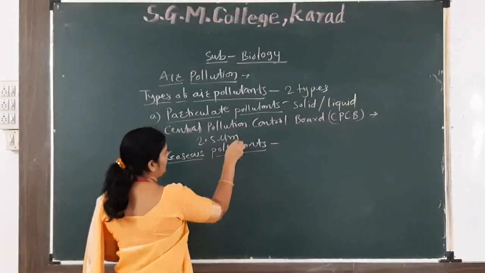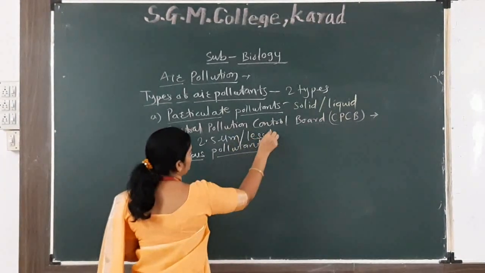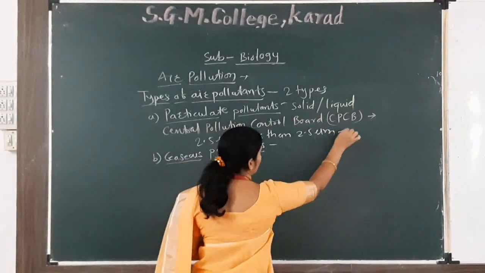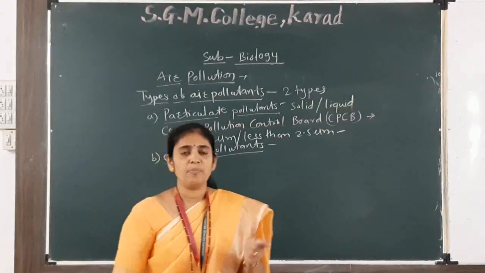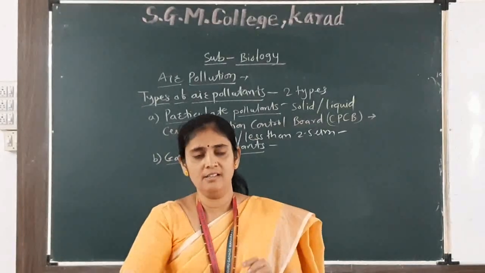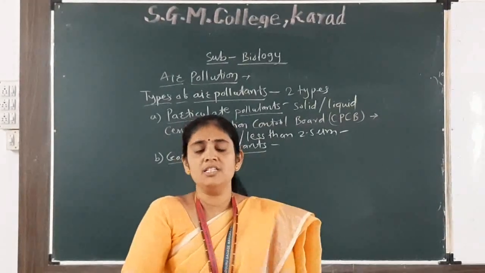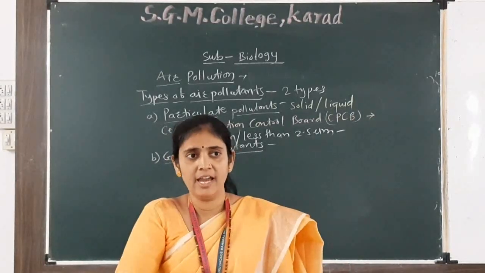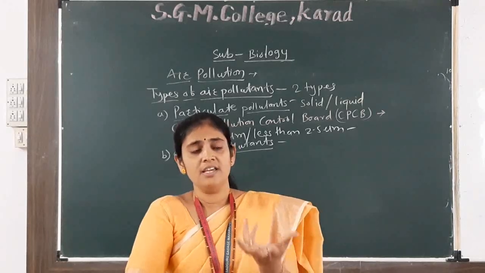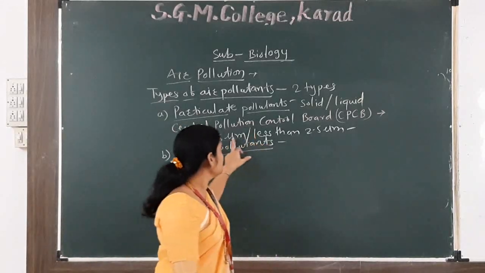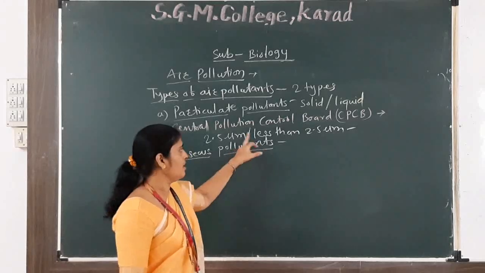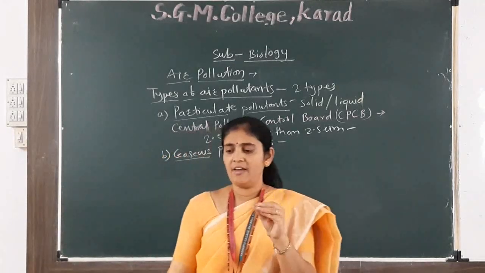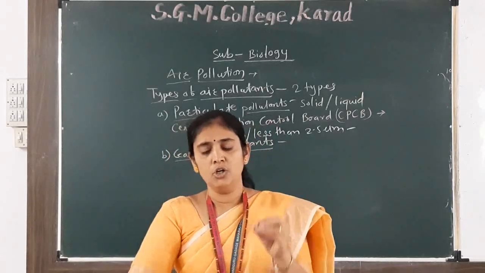2.5 micrometer or less than 2.5 micrometer. These size particles are considered as particulate pollutants which are very harmful to our human beings, and hence the air having particle size 2.5 micrometer or less than 2.5 micrometer. These particles are very harmful to humans.